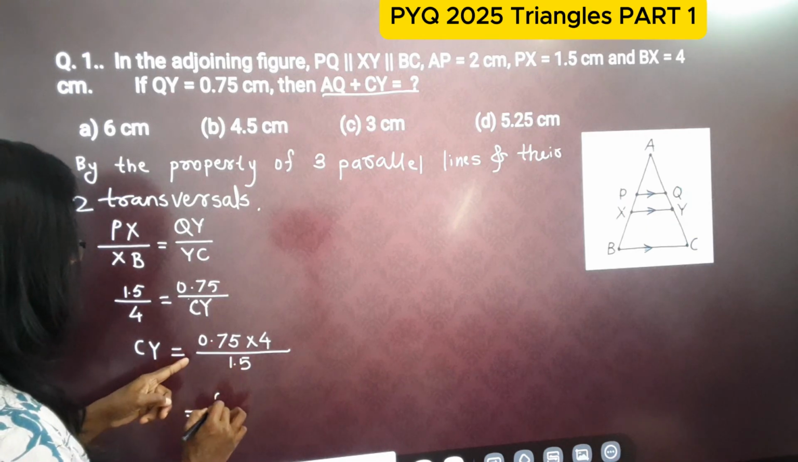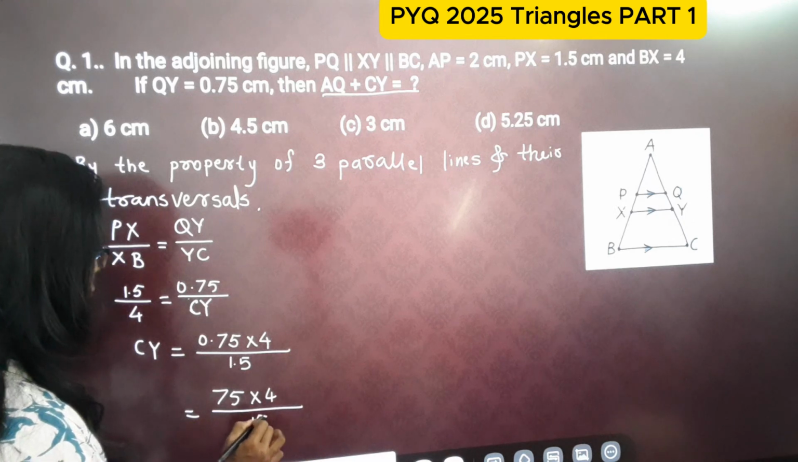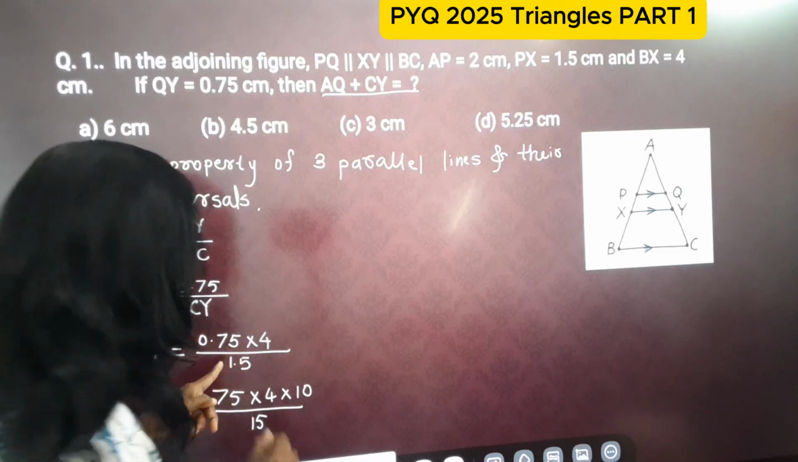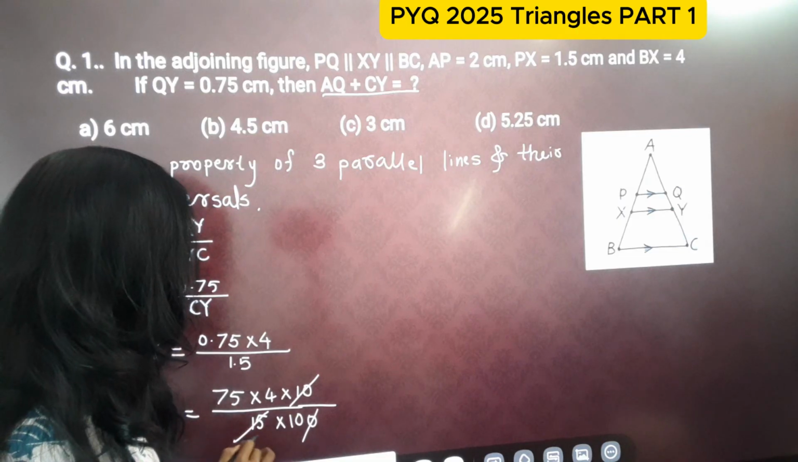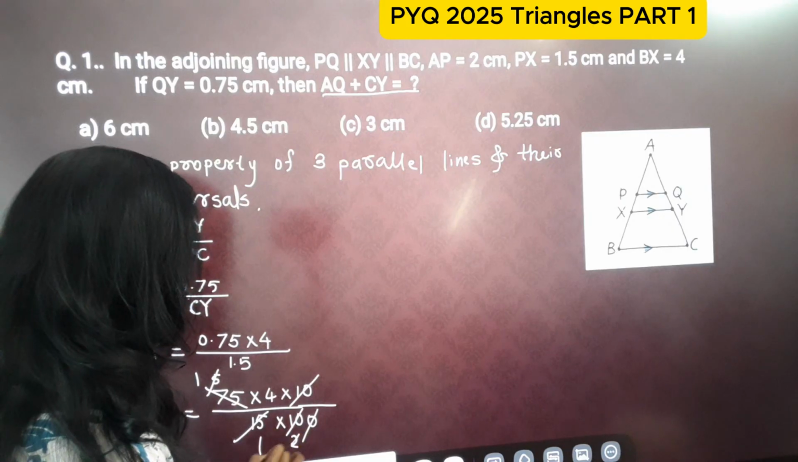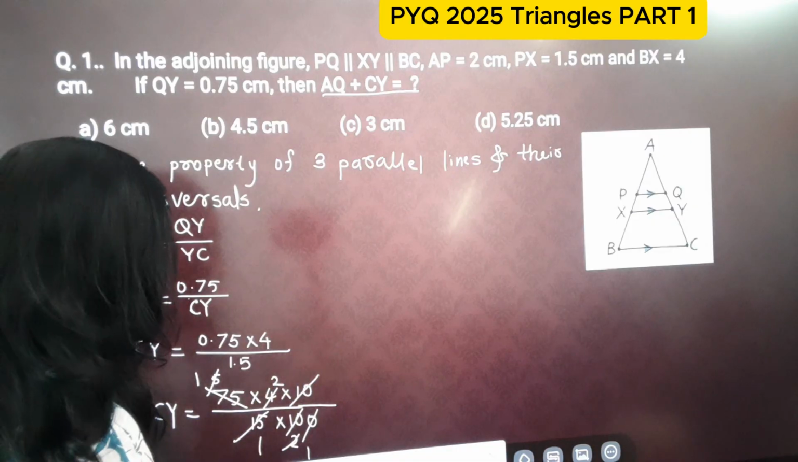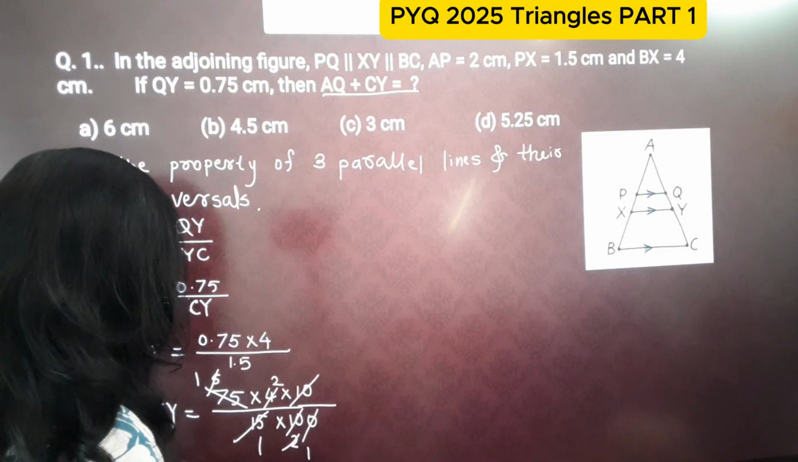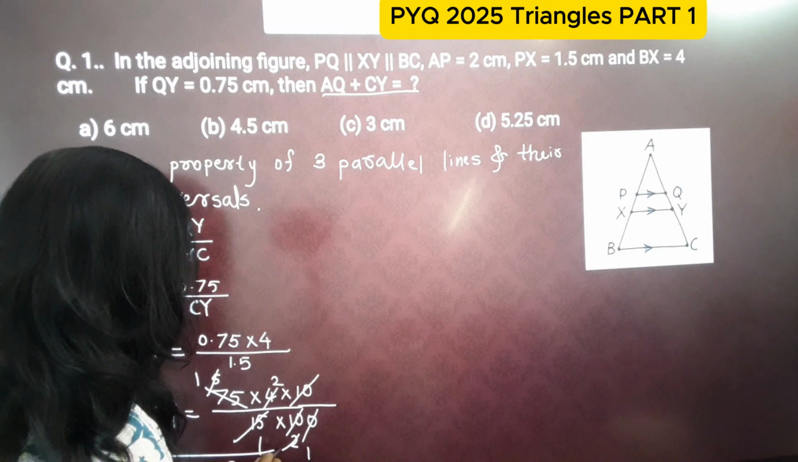So now here simplify this: 75 multiply 4 and here 15. Now for 1.5 we write here 10, and for 0.75 we write here 100. So now here the zeros get cancelled, then 15 ones are 15, 5 fives are 25... then 5 ones are 5, 2 fives are 10, 2 ones are 2. So now CY is equal to 2. See here students, CY is equal to 2 centimeter.